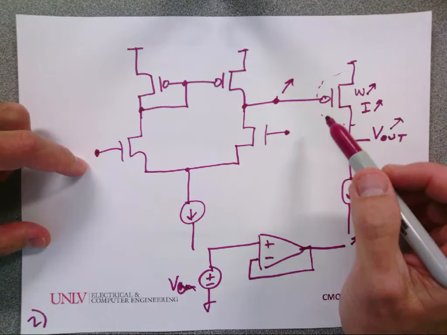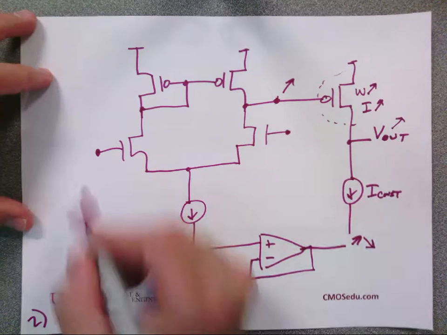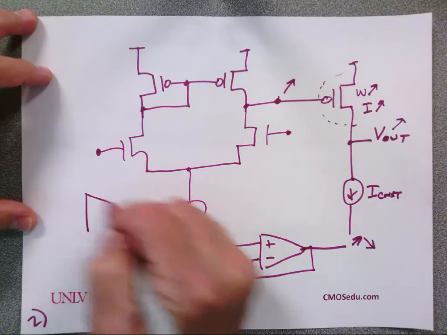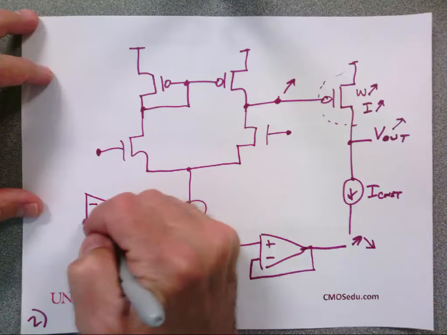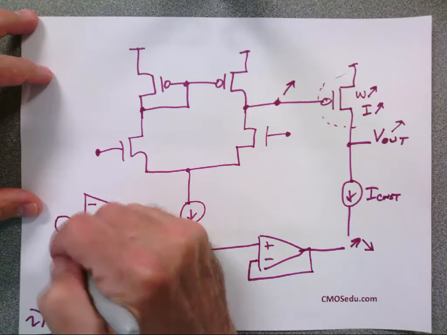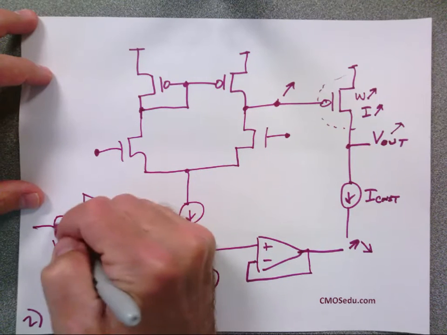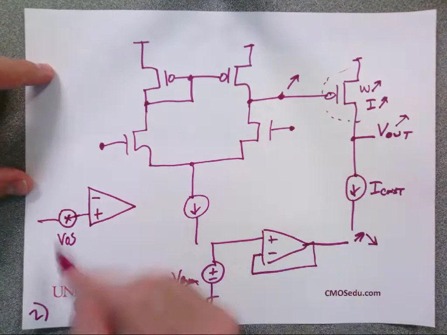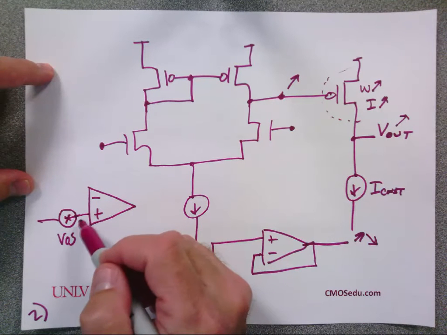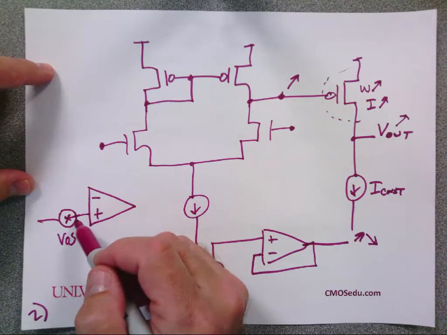So let me comment on that. When I model offset in an op-amp, I do it the following way. I add a voltage called VOS in series, and it can be plus or minus. It may be due to the mismatch in the transistors that I add right here, and I analyze my circuit with that VOS in there.